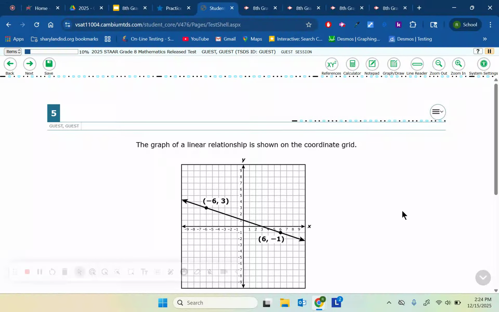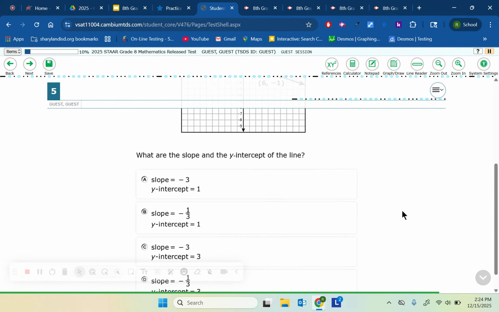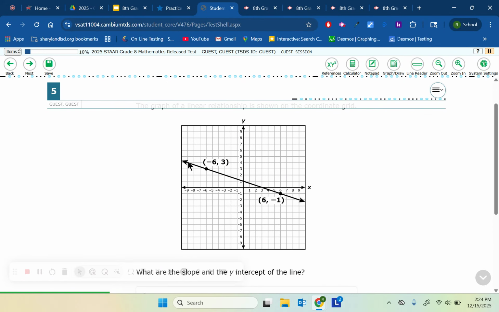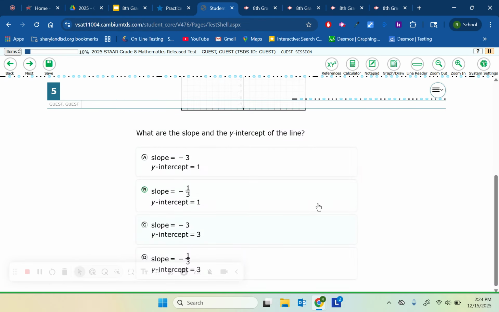Okay, so in this one we're giving you a line and they're going to ask you to determine the slope and the y-intercept of that line. First things first, hopefully you know that this has a negative slope. So it's, well, they're all negative.